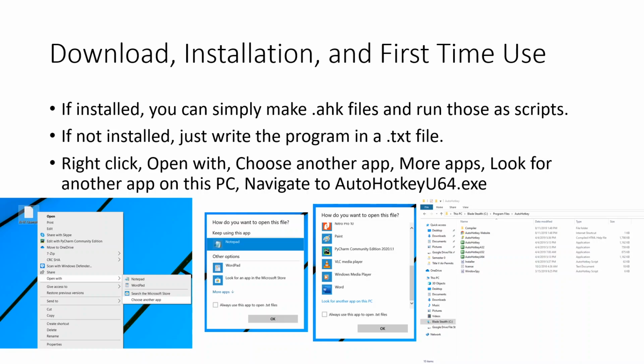Once you want to run whatever you've coded, you can right-click this .txt file, hover over Open With, and select Choose Another App. A pop-up will appear, and you can click on More Apps at the bottom. Then select Look for another app on this PC, and then navigate to the extracted AutoHotkey folder, selecting to open the text file with AutoHotkey U64. This will run the text file as an AutoHotkey script.